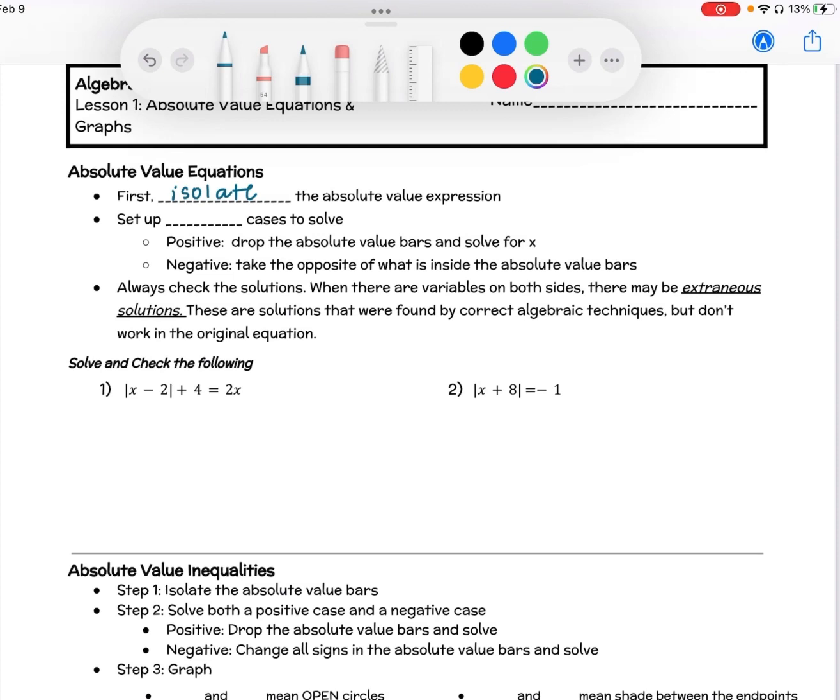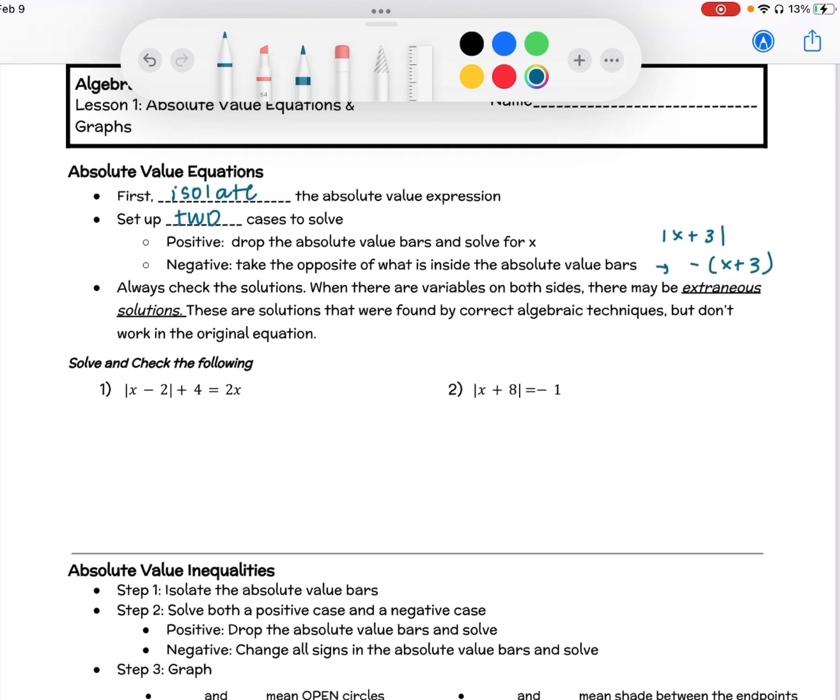Next, we need to set up our two cases to solve. We need to set up our positive case, which means that we just drop the absolute value bars and solve for x. So we don't change anything about the original equation. And then our negative case. This is where we have to take the opposite of what's inside the absolute value bars. Say we have x plus 3 inside of our absolute value bars. What we're going to do is put a negative outside of those and distribute the negative in, and that's how we get our negative case.